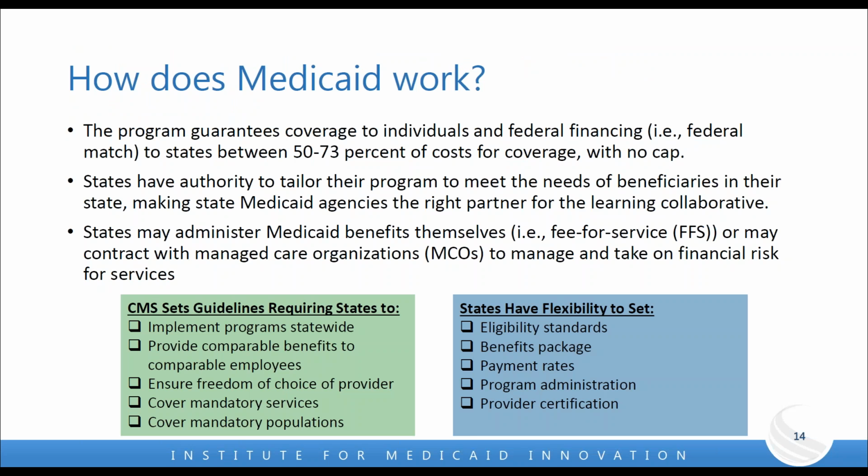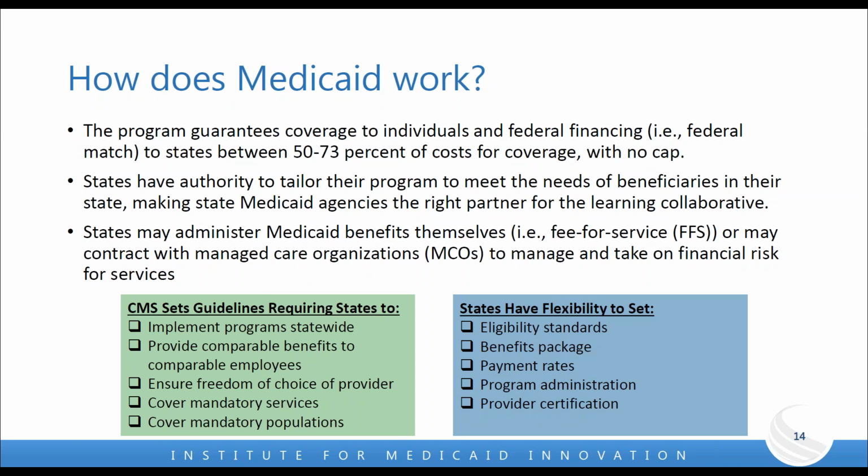So how does Medicaid work? As you may know, Medicaid is a jointly funded program. That is, it receives a federal match for every state dollar spent on the program. For every guaranteed service provided to eligible individuals, the federal government provides between 50 to 73% of the cost of coverage, with no cap. Now, it's this structuring of the financing under Medicaid that is currently the source of much discussion among congressional members, and current reform efforts are targeted to restructuring the financing of that program. But we're not going to be going into that today.